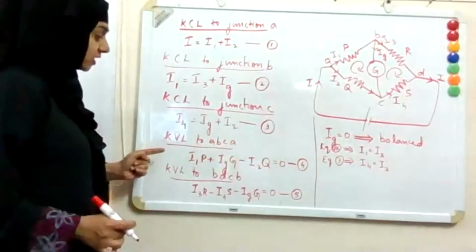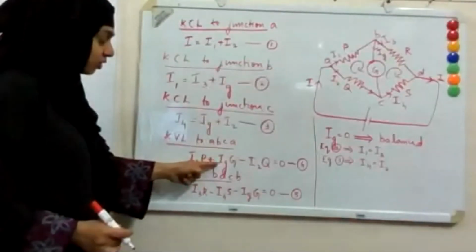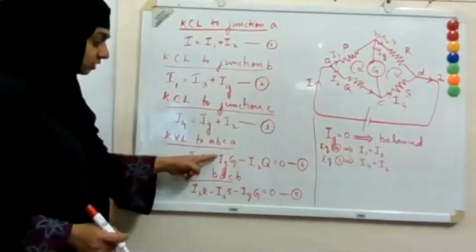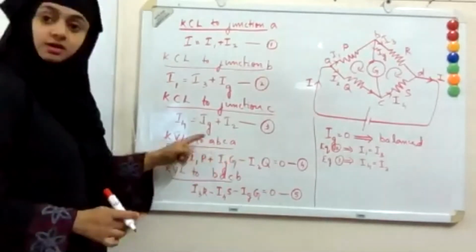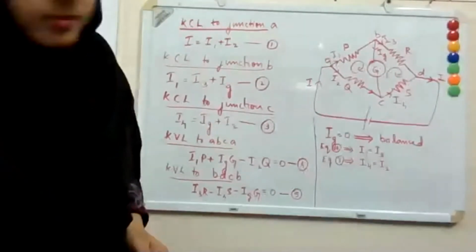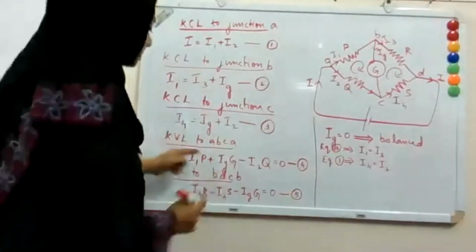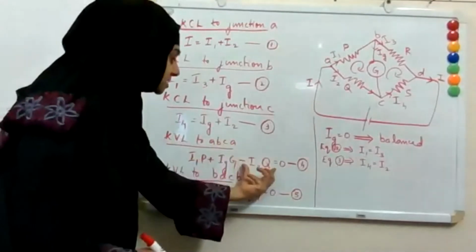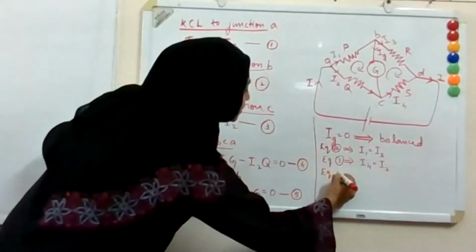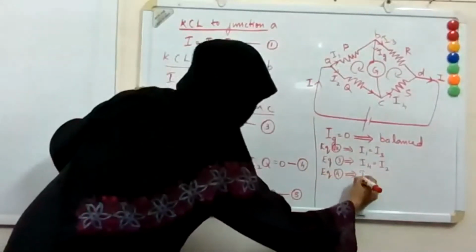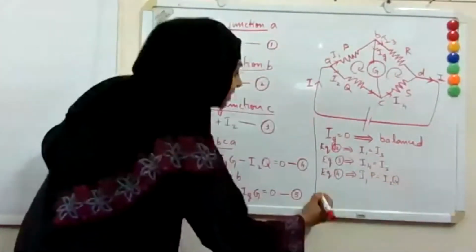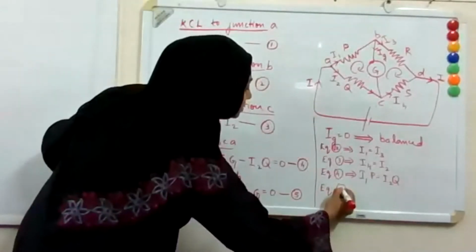Now let us see what will happen when Ig is equal to 0 for equation 4 and equation 5. What will happen to equation 4? I1P equal to I2Q, because IgG is 0 and minus I2Q goes to the other side. So equation 4 will become I1P is equal to I2Q.